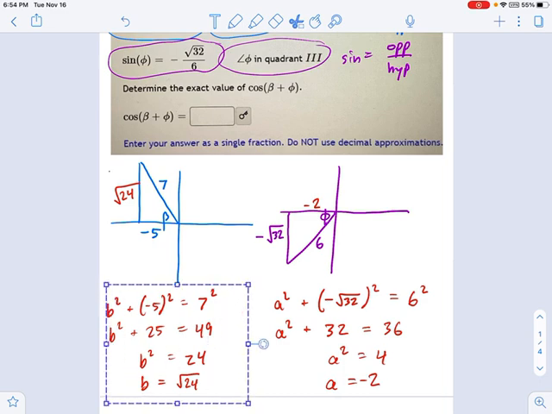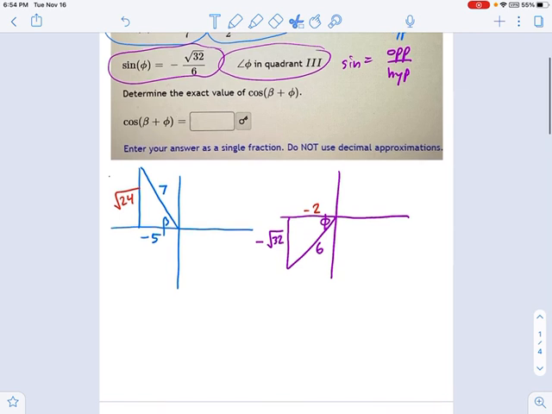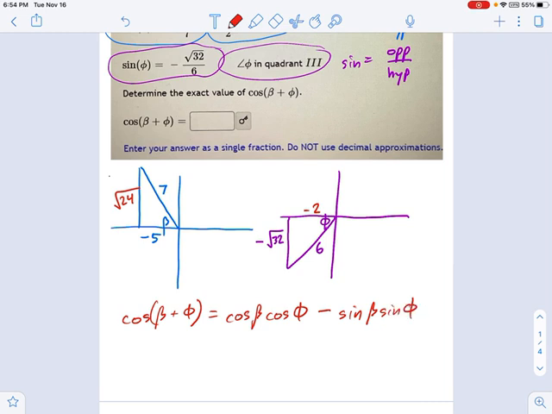Now it is time to go ahead and solve our problem. So cosine, if you remember, changes the sign. That means cosine of beta plus phi equals cosine of beta cosine of phi minus, that's its sign change, minus sine of beta sine of phi. So now we just plug in these values from looking at the triangles.